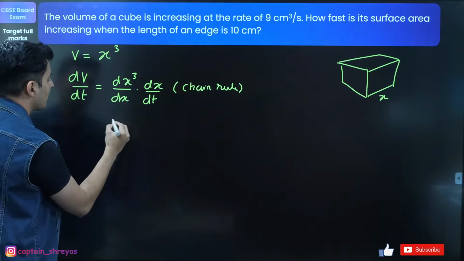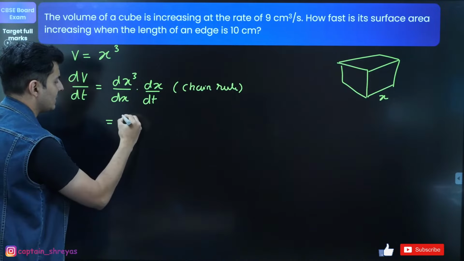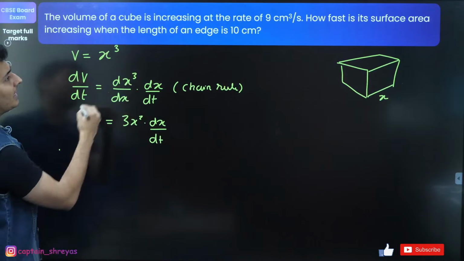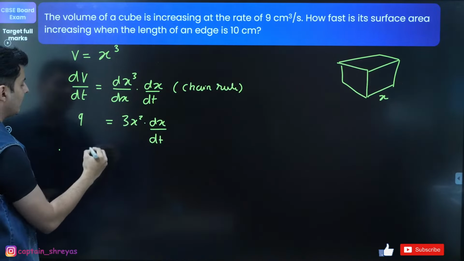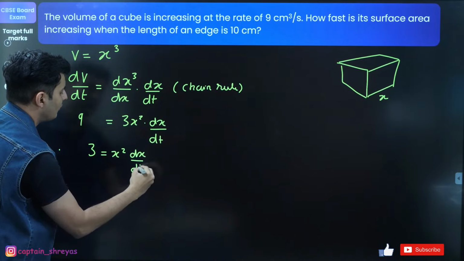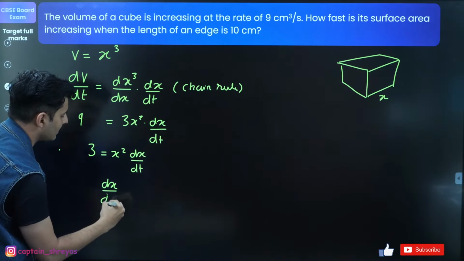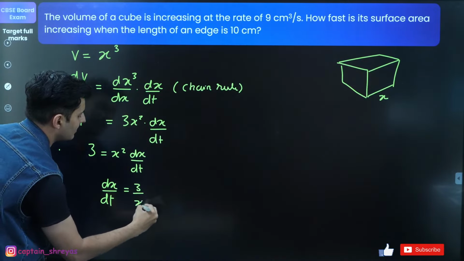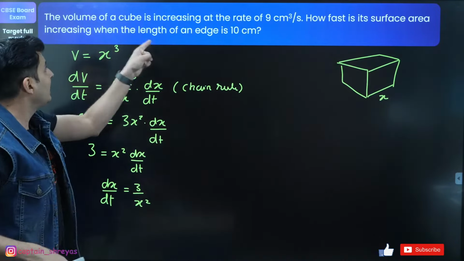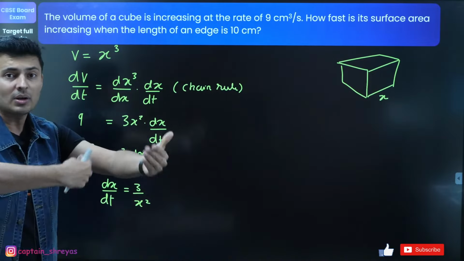Understand that? Okay, so what is this? This is going to be 3x square into dx by dt, and this dV by dt is given to be 9. So 3 and 9 cancel. You will get 3 is equal to x square dx by dt. From this I get the value of dx by dt as 3 by x square. Now why did I find dx by dt? Because I will need it for finding the rate of change of area.